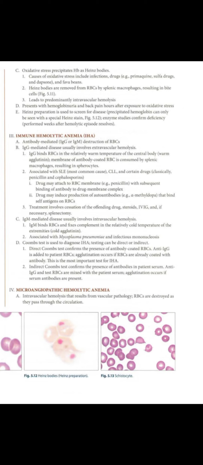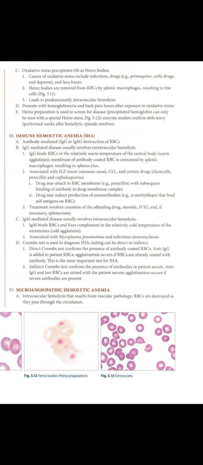Testing can be direct or indirect. Direct Coombs test confirms the presence of antibody-coated RBCs. Anti-IgG is added to the patient's RBCs. Agglutination occurs if RBCs are already coated with antibody. This is the most important test for IHA.